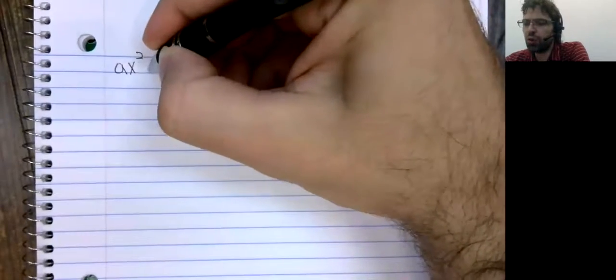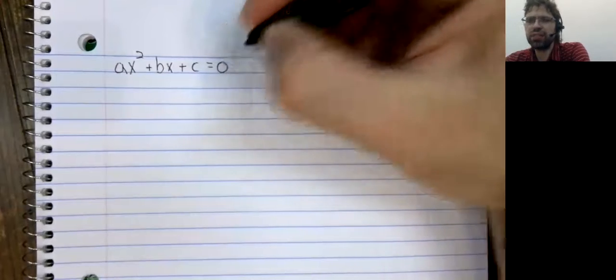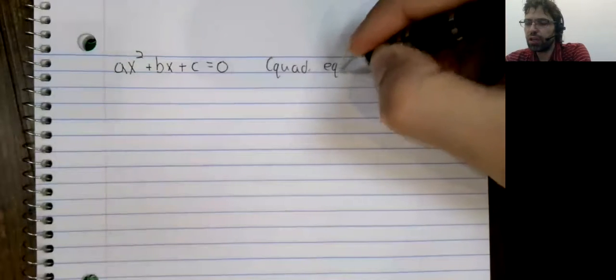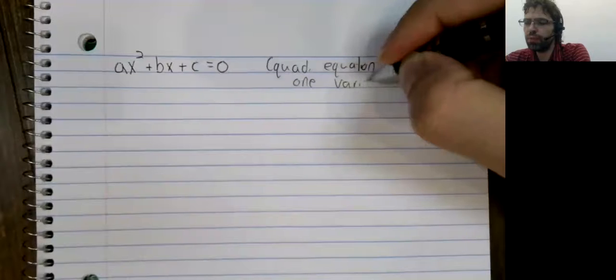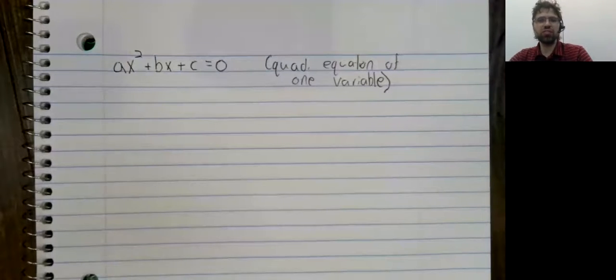Okay, so our goal for this section, in addition to just knowing what a quadratic is and knowing basic facts about the graph, is to solve equations involving quadratics. In particular, we'd like to be able to solve equations where the quadratic is set equal to 0. This is a quadratic equation of one variable, because you see we don't have that second variable y floating around. It's just x's.